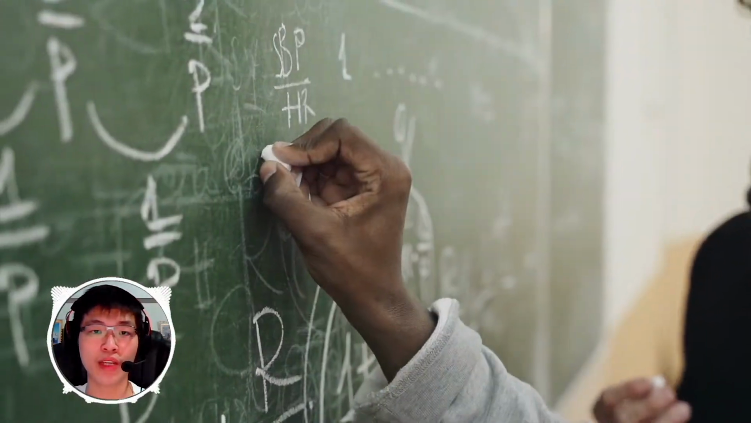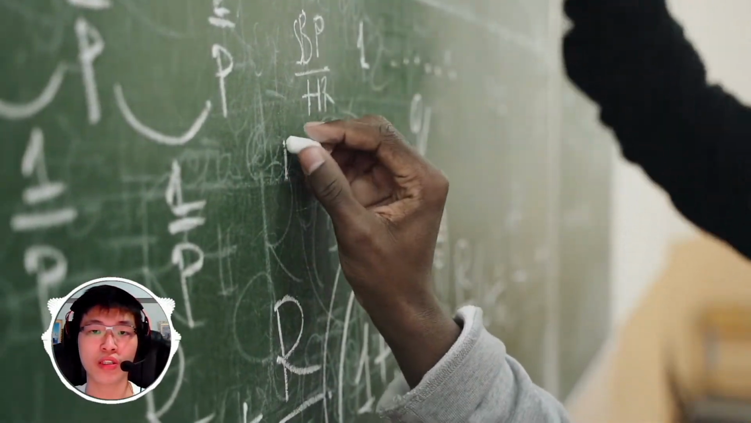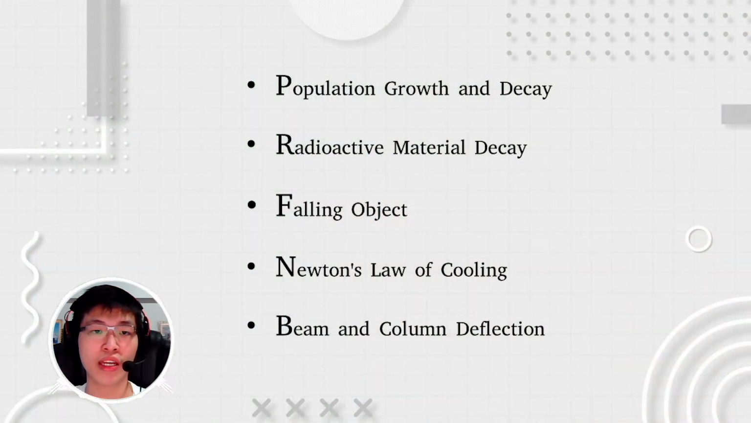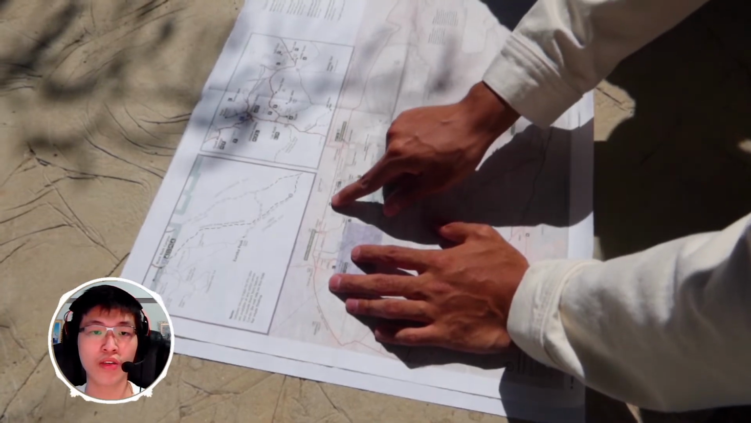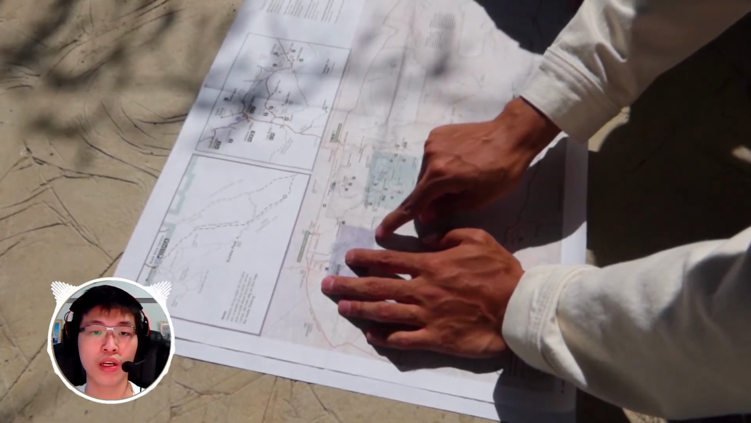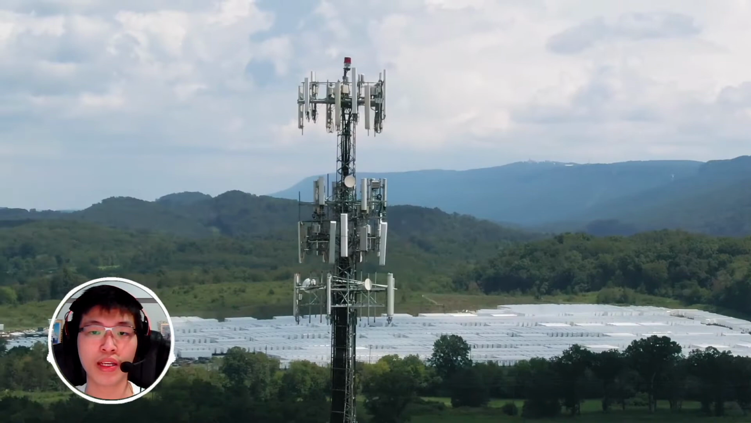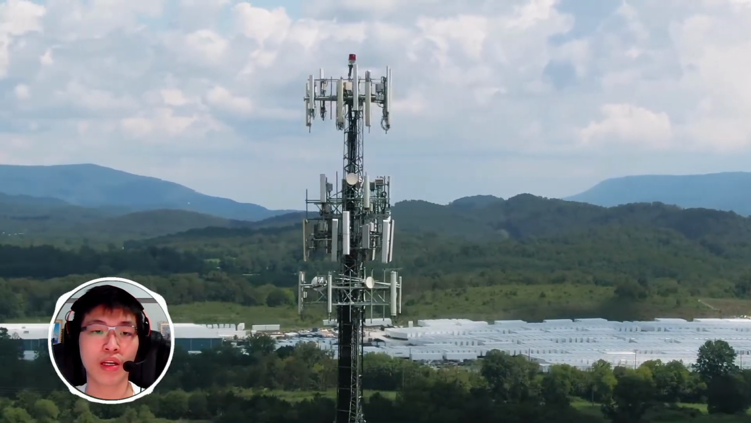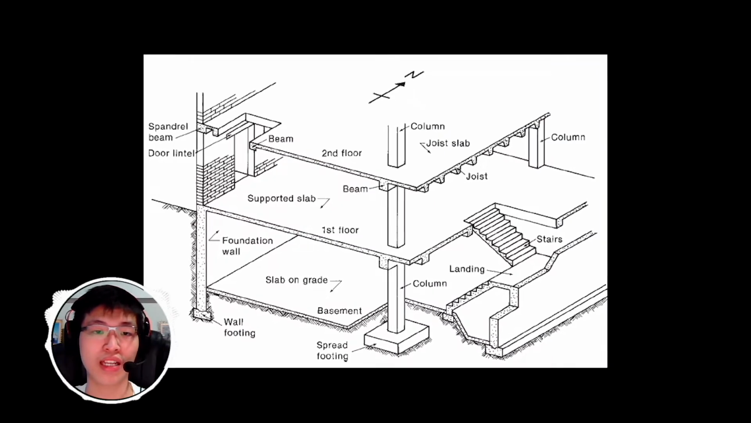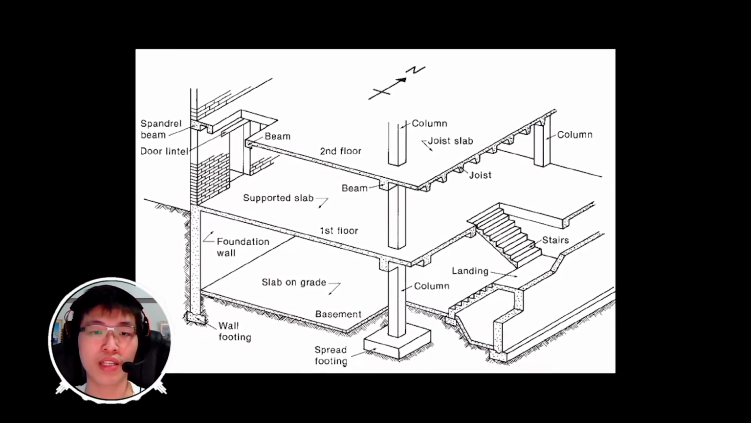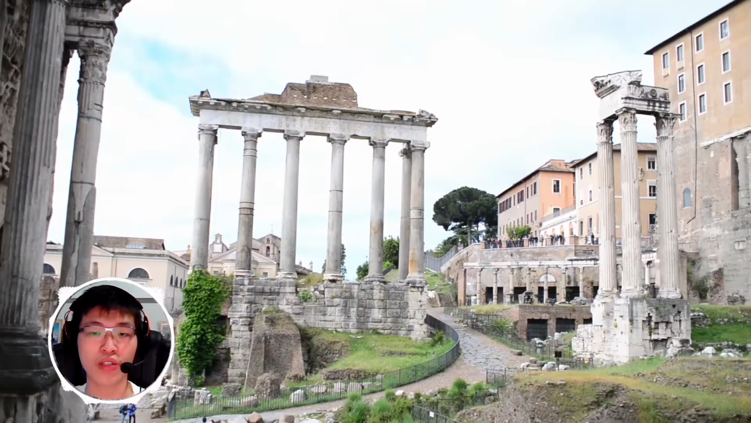There are multiple applications of differential equations, such as population growth and decay, radioactive material decay, falling object, Newton's law of cooling, and beam and columns deflection. In civil engineering, beams and columns are the major structural component which are subjected to axial load. They also play an important role in making structure more rigid and stable. In deciding beams and columns, different factors are considered and analyzed carefully, wherein in some instances, differential equations are used.